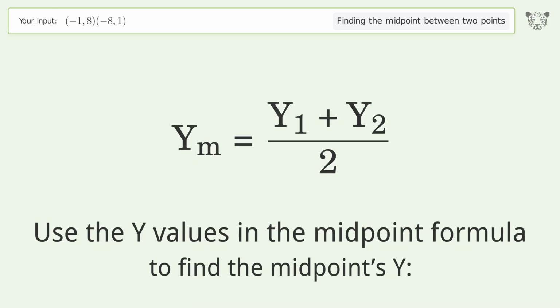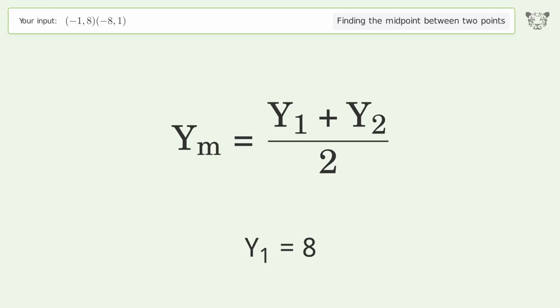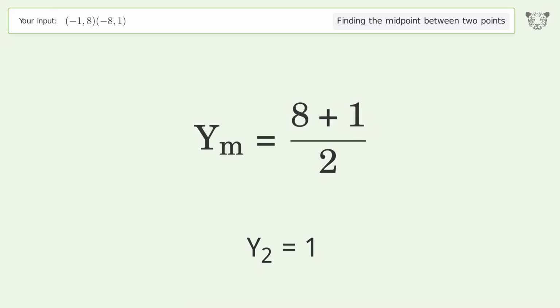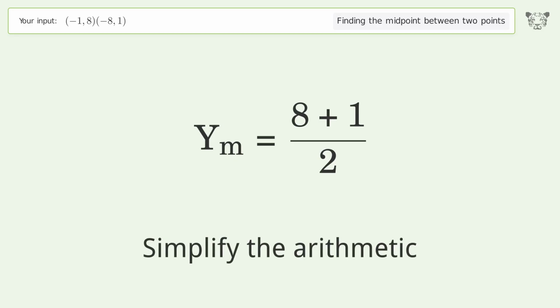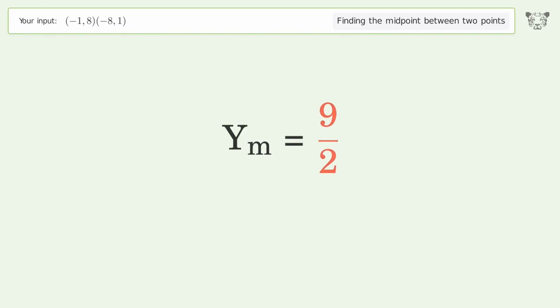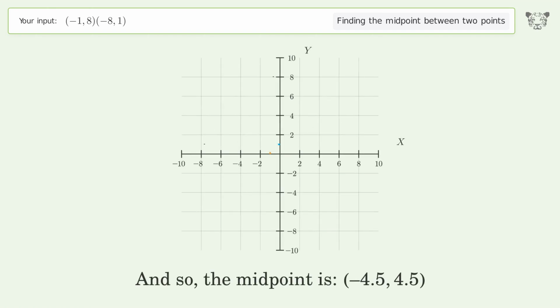Use the y values in the midpoint formula to find the midpoint's y. y1 equals 8. y2 equals 1. Simplify the arithmetic. And so, the midpoint is (-4.5, 4.5).